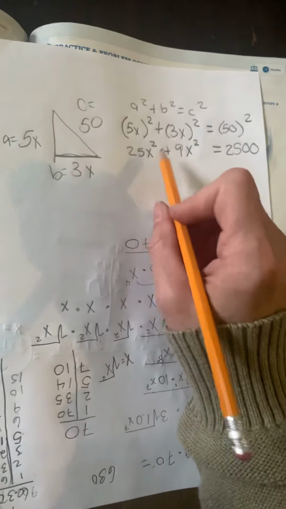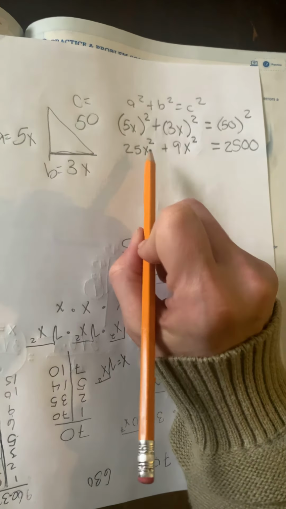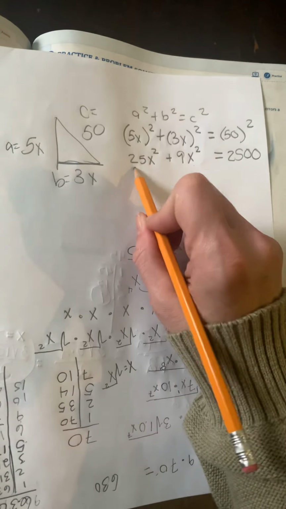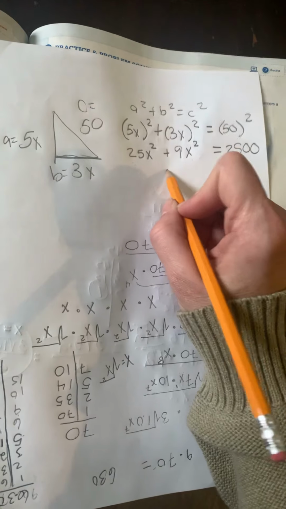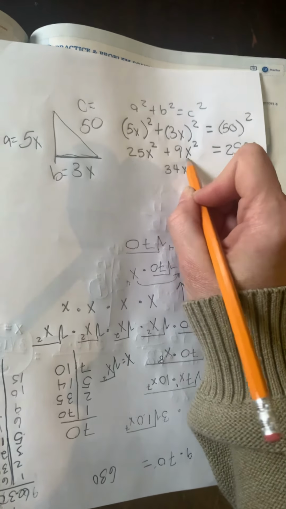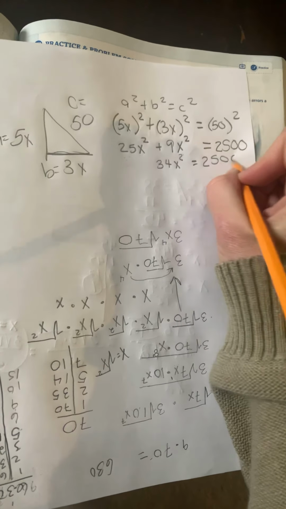All right. Now, since this has the exact same variable and exact same exponent as this, I can add these together. 25 plus 9 is 34x squared.